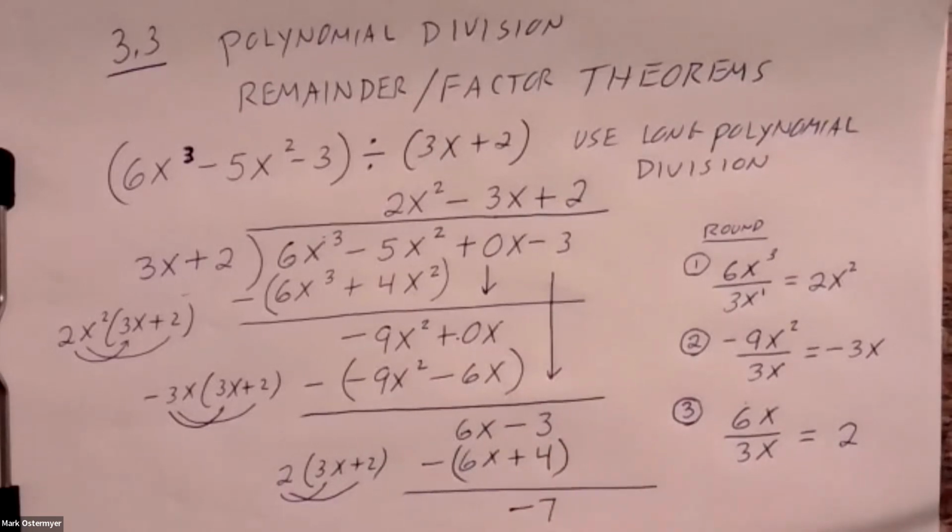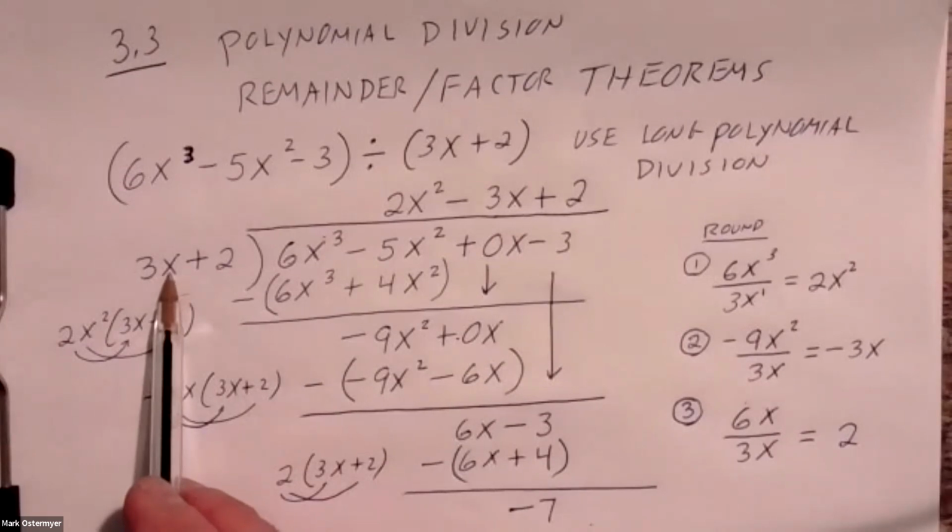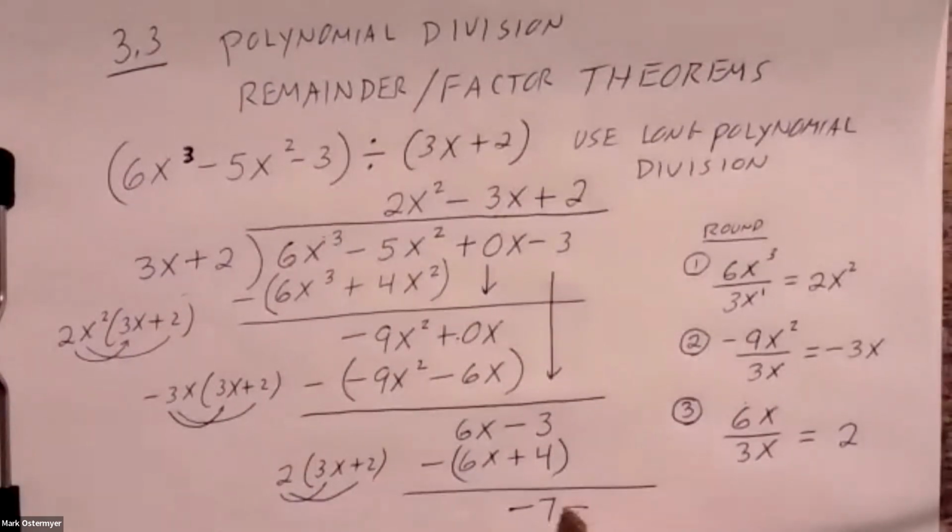And ladies and gentlemen, we have nothing else to bring down, and therefore our division algorithm has terminated. Another way we can determine that our division algorithm is terminated is because the degree of this polynomial here is less than the degree of our divisor. So we're done. This is called the remainder.